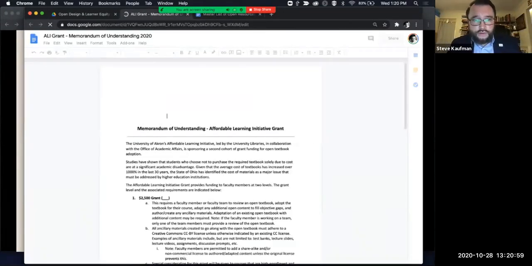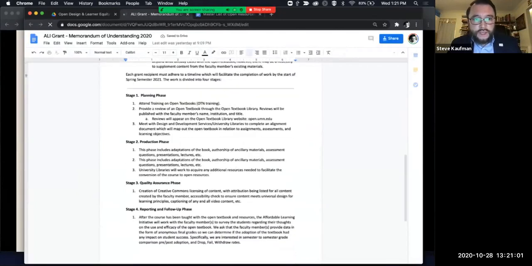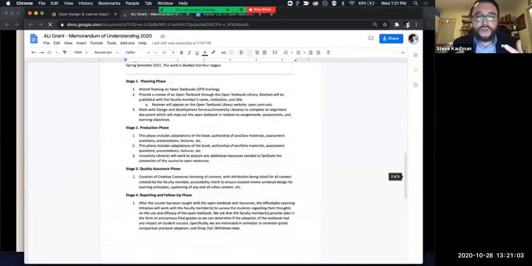Let me just scroll down a little bit here. So we had 4 different phases. There was the planning phase where you sit down with the design team and the librarians, that collection of people that we've assembled around them. There's a production phase, a quality assurance phase. And then of course we made it mandatory that they have to do reporting.